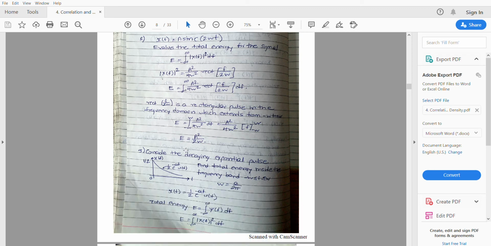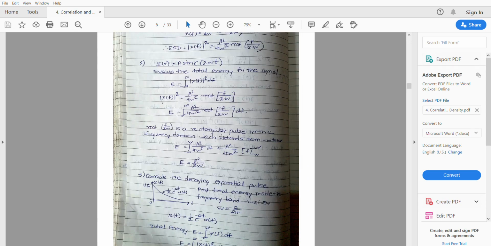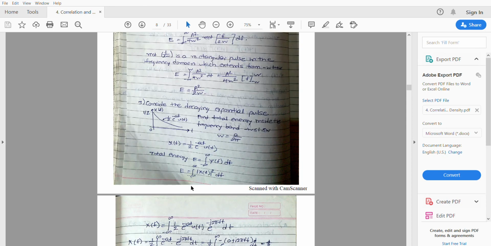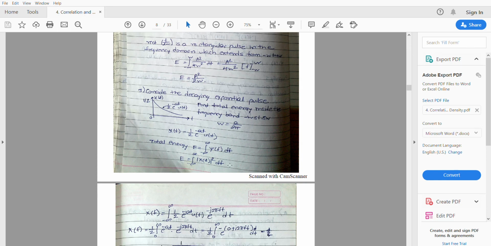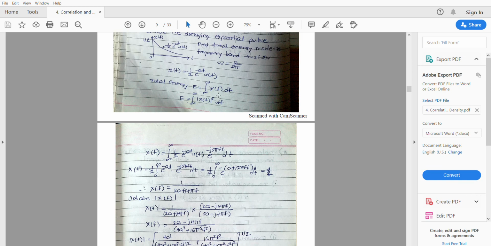Okay, see the next numeric: consider the decaying exponential function, find the total energy inside the frequency band minus W to W. So total energy means again we have to find E. E is nothing but the integral of |X(f)| squared df. |X(f)| squared is nothing but the ESD, psi of f. Indirectly we have to integrate psi of f with respect to df, which gives us the total energy. Here we already know the Fourier transform of the exponential is 1 upon a plus j omega.